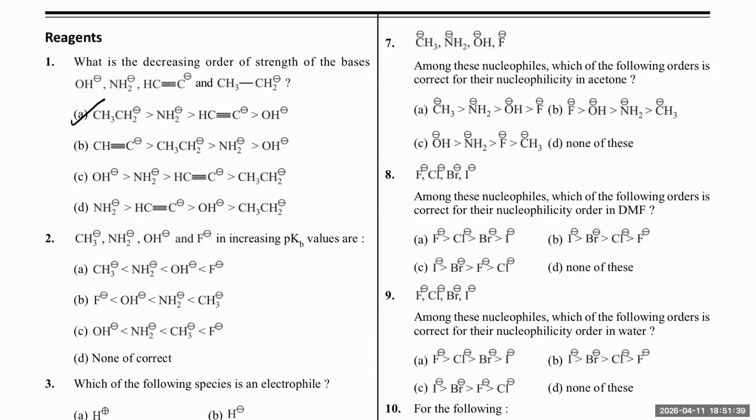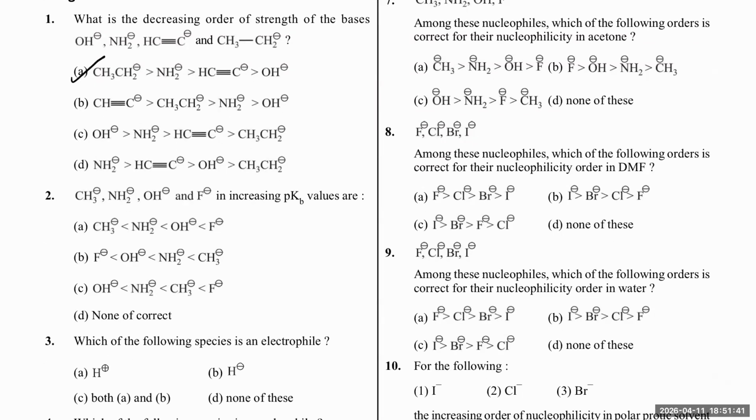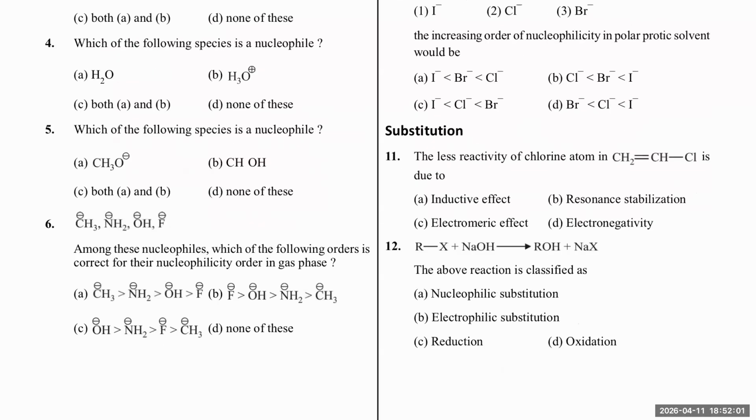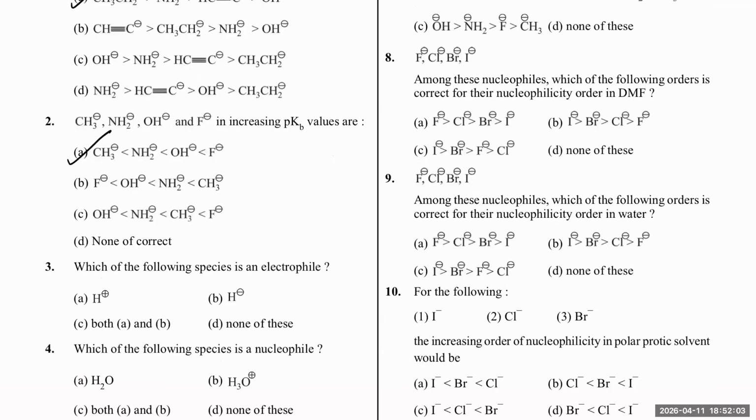Next, left to right. Left to right, you know that acidic strength increases, so the basic strength decreases. So the most basic will be B. Got it? Sorry, here we are talking about pKb values, which means we are talking about least basic. So that is A. And these are the ones which I'm leaving right now.